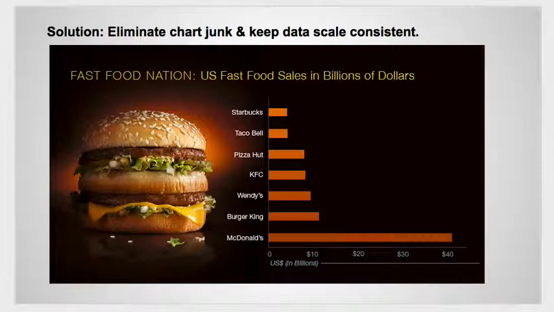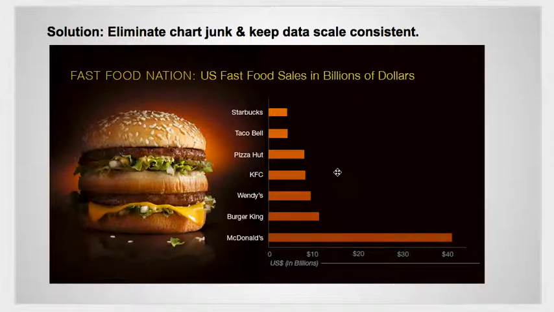I think we can do better. So the solution is to eliminate chart junk and keep data scale consistent again. By eliminating logos, placing an attention-grabbing image off to the side, incorporating a title, and moving the scale closer to the line items, data is much easier to read. Although results for Pizza Hut and KFC are very close, you can still see that KFC is just a little bit bigger.